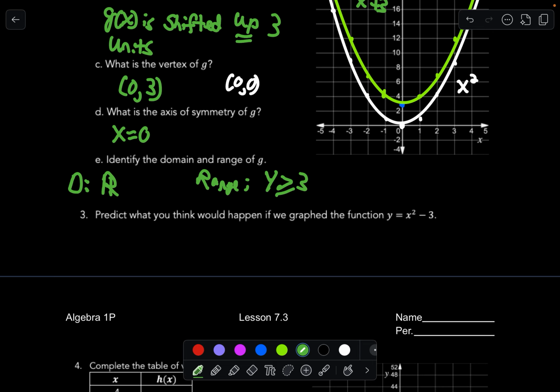Predict what you think would happen if we graphed the function y equals x squared minus 3. Well, you notice x squared plus 3 shifted the graph up 3 units. So minus 3 is going to shift the graph down 3 units. All right? Everything else would be the same. So what would happen is the parabola would move down 3 units.